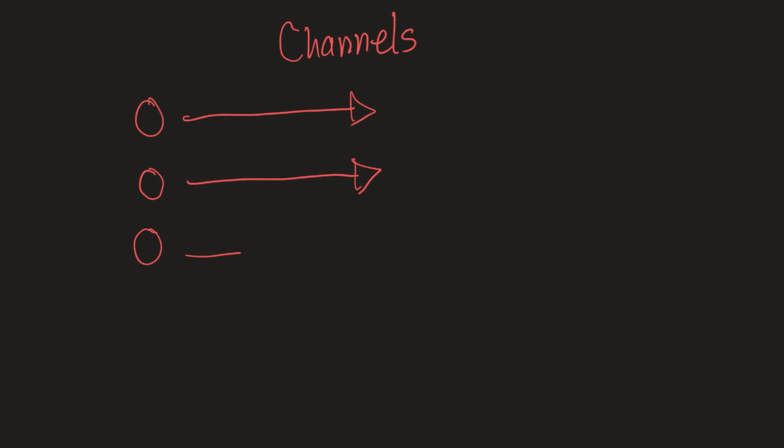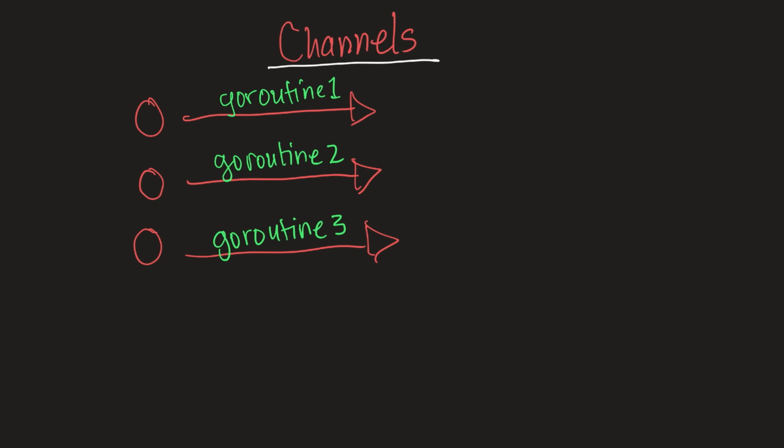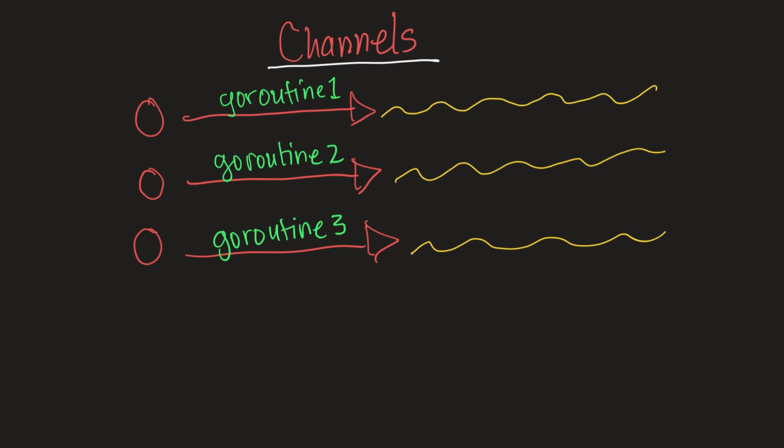So in order for our goroutines to communicate, we can have them reference the same place in memory, which is where a channel would reside. For example, let's say we have some goroutines and they're running along doing their thing. And let's say that goroutine 3 needs to communicate with goroutine 2. It needs to send data to goroutine 2.